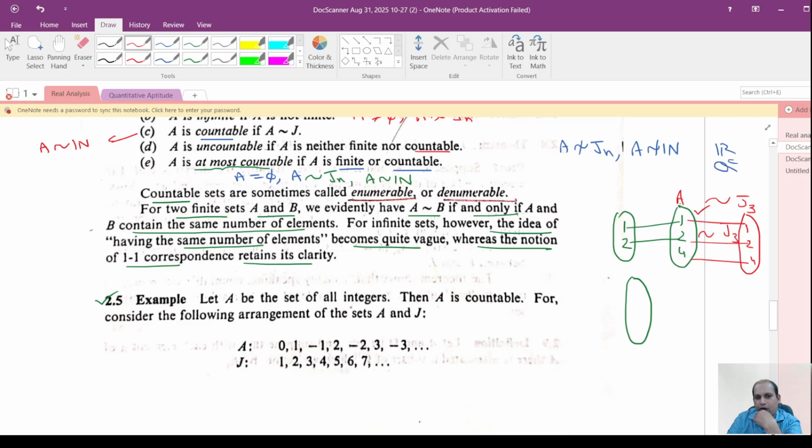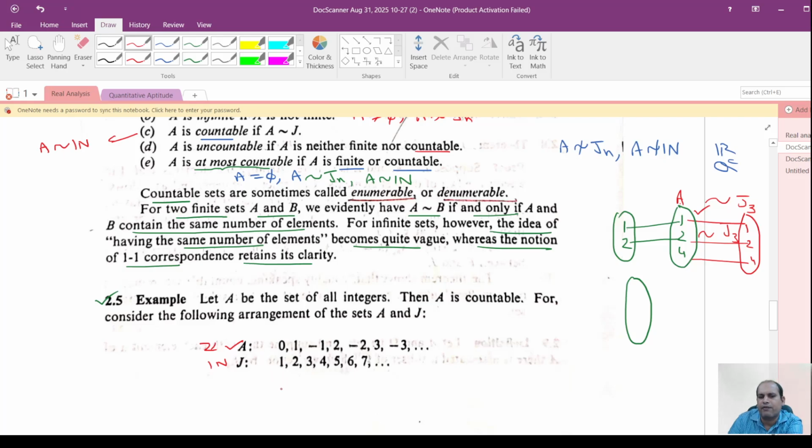Whereas, for an infinite set, a set may be similar to, a set will be similar to at least one of its proper subsets. So, this is the notation. J is referred here for the set of natural numbers, and Z is basically here the set of integers.